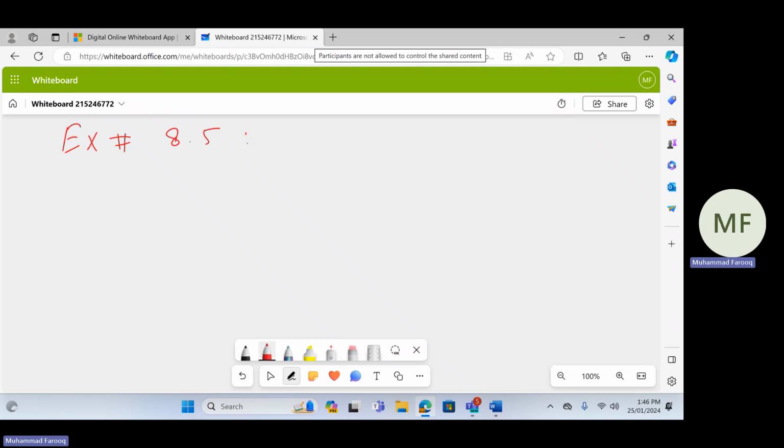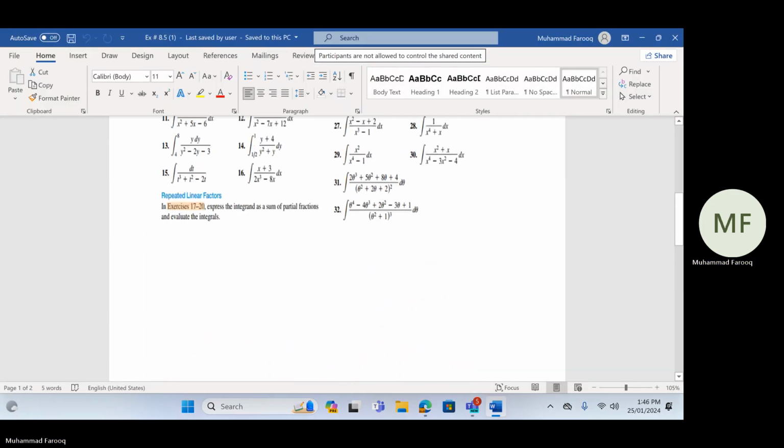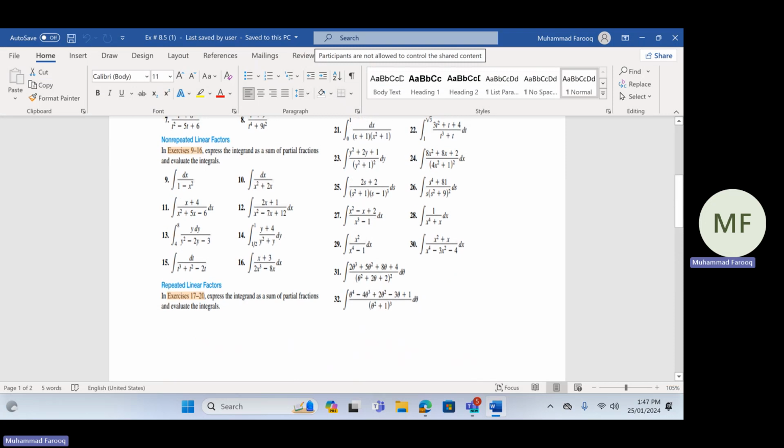Last time we discussed this by partial fraction. Let's take one more question, please. This topic. We answered which question last?